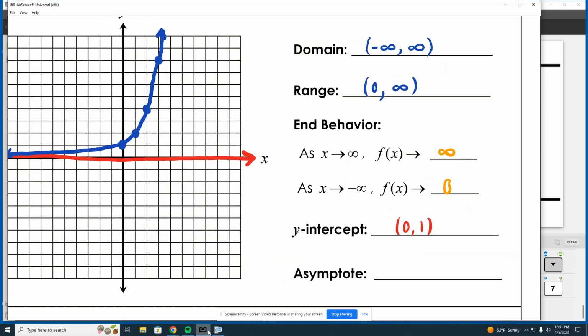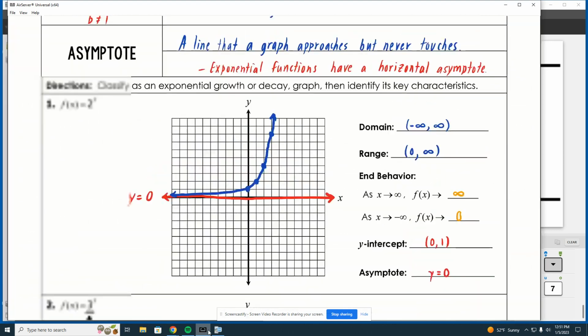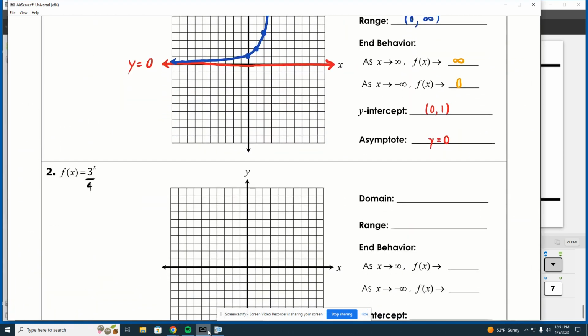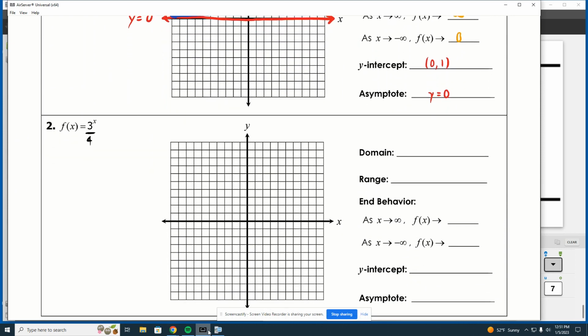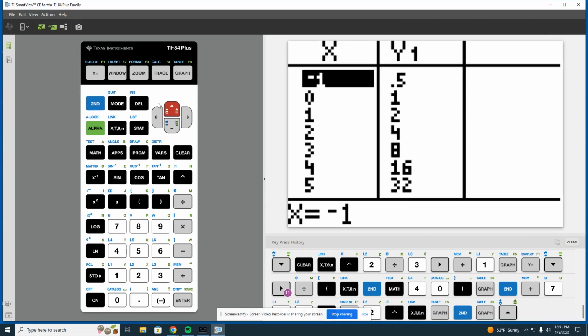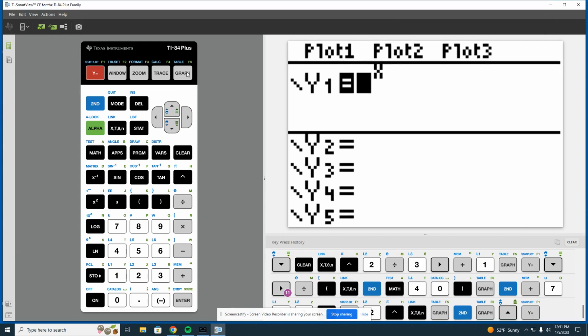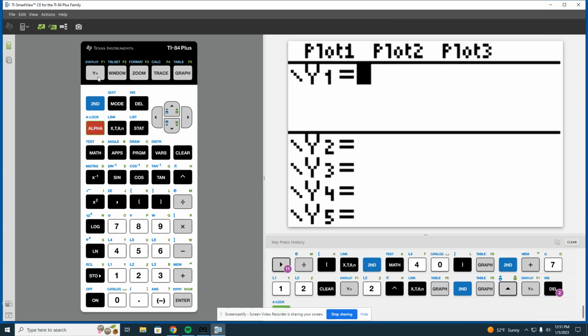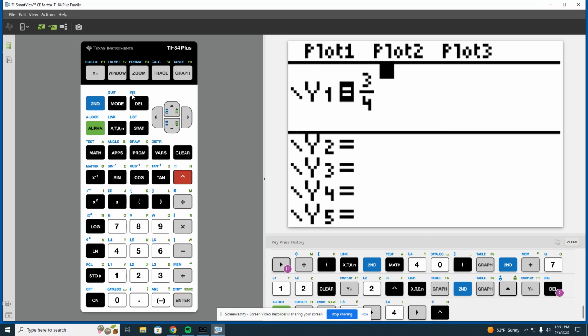0, 1. And then the asymptote we said was y equals 0. Okay? Very, very simple. Let's do the next one. What's the base of x? 3/4 is definitely what? Therefore, it has to be exponential decay. So here I go. 3/4 raised to the x power.